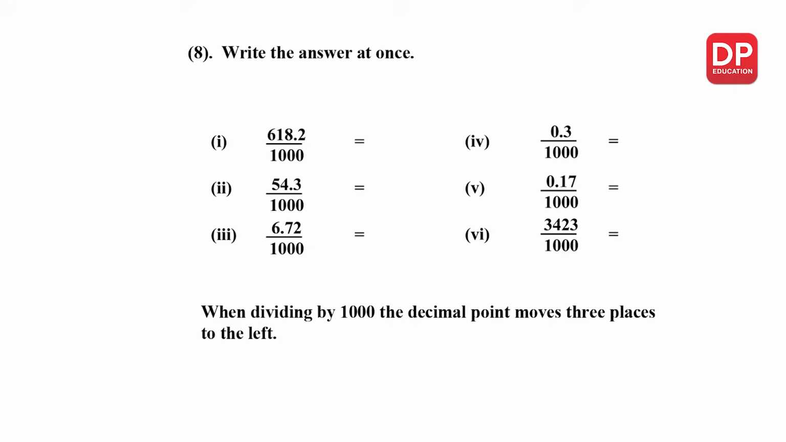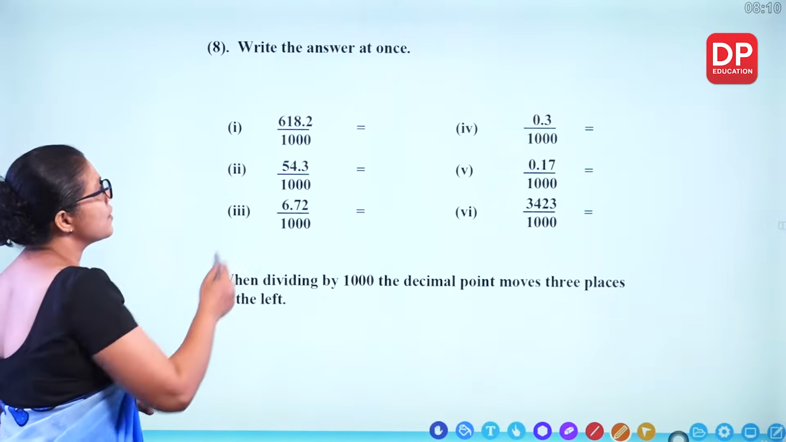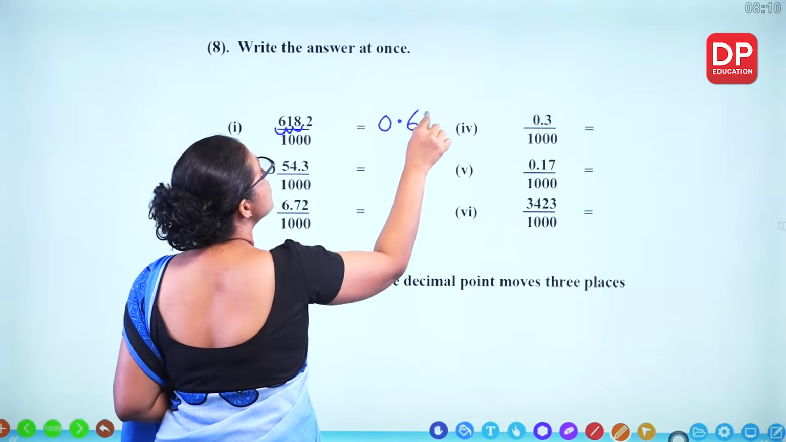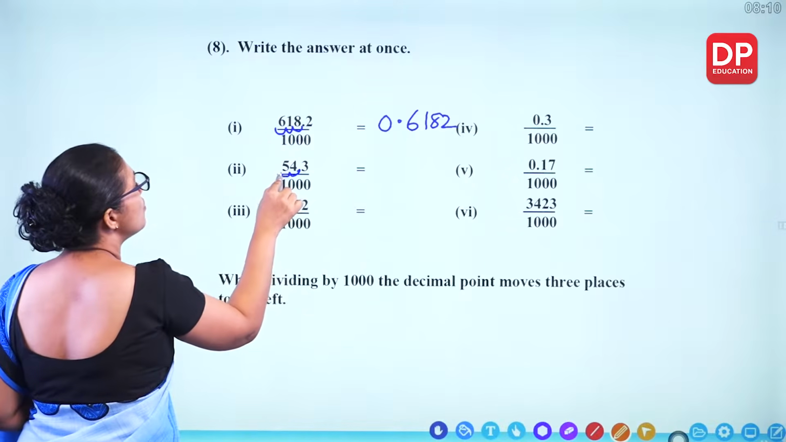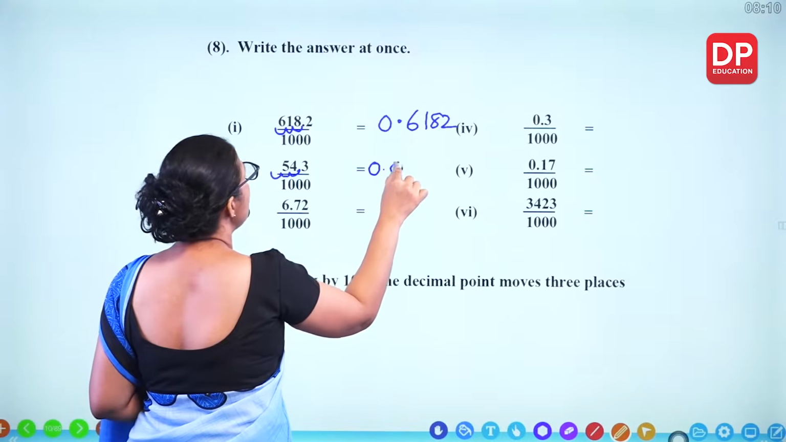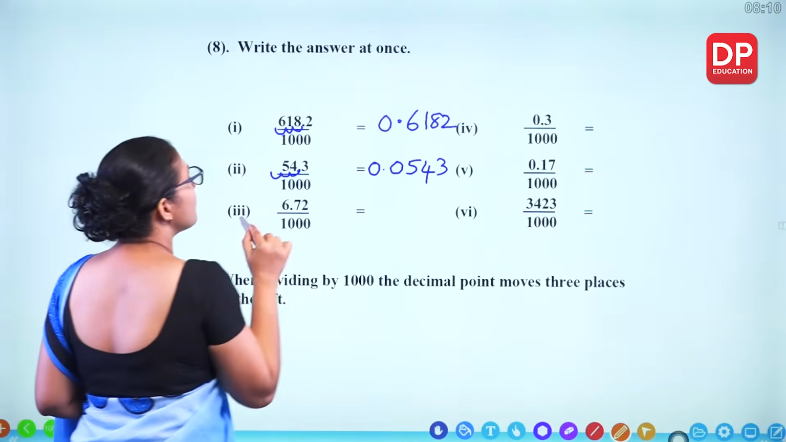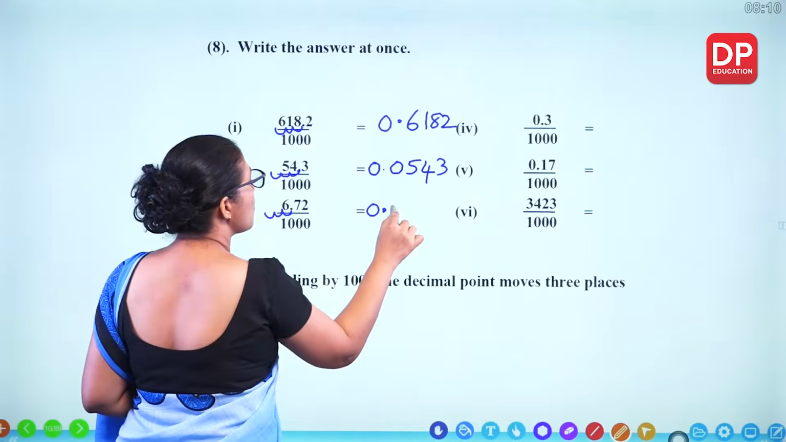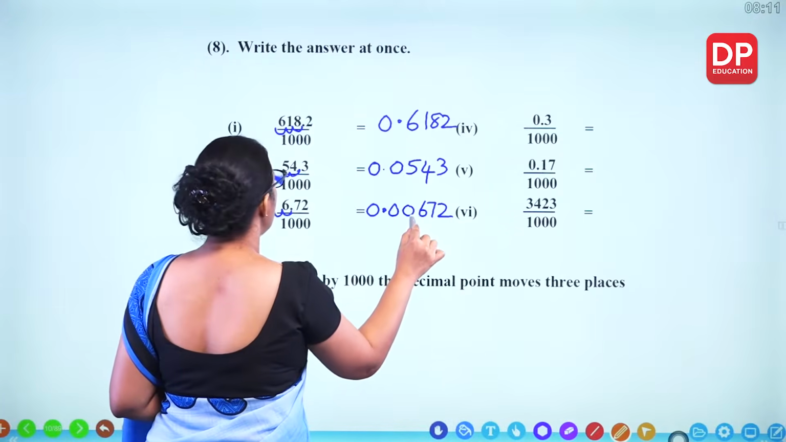Write the answer at once now. It is divided by 1000. So move the decimal point 3 places to the left. 1, 2, 3. 0.6182. This one, 1, 2, 3. 0.0543. 1, 2, 3. 2 more zeros. 1, 2, 3, 4. So 1, 2, 3.